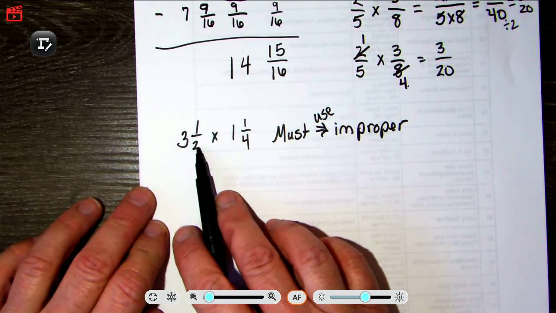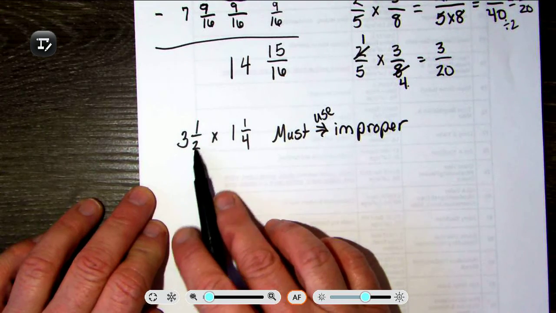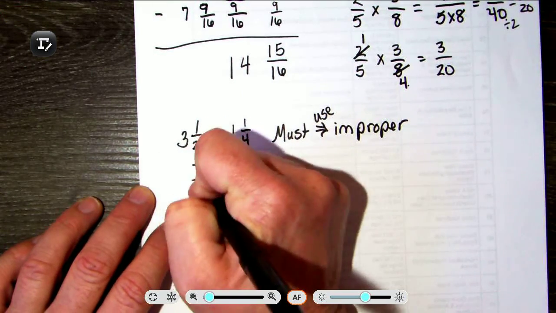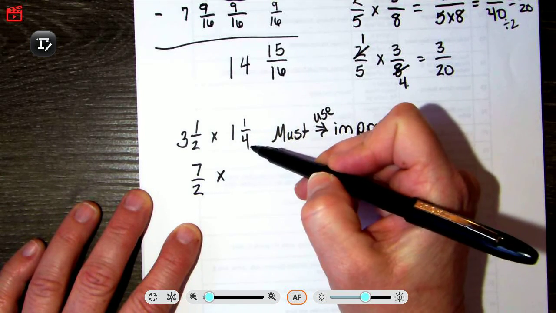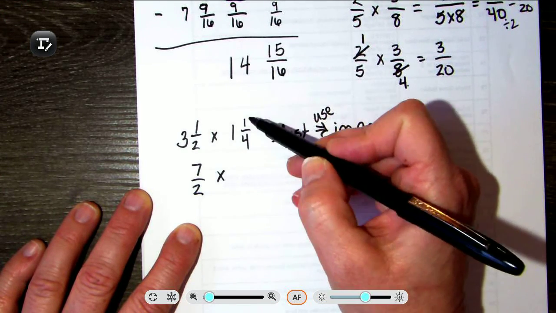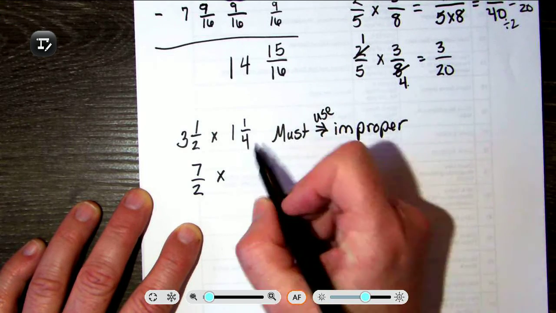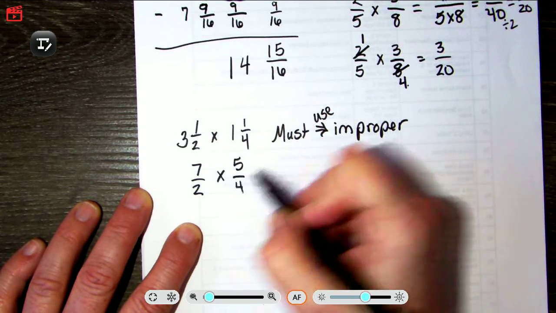So the 3 1/2: 3 times 2 is 6, plus 1, 7 halves. 1 times 4 is 4, plus 1 is 5 fourths.